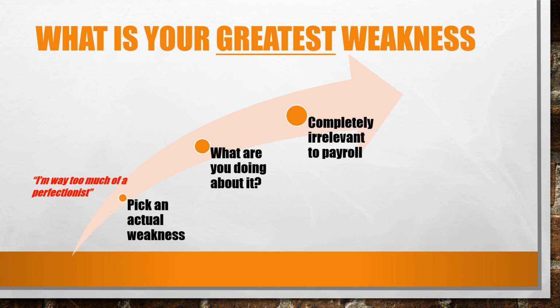Then the next thing you need to think about is, what are you doing about it? And you have to be doing something small. If you've identified a weakness, you want to have some sort of plan of how you can start developing and removing this weakness. But the most important thing is that your weakness should be completely irrelevant to payroll. It should not be something that will have any effect on your job.